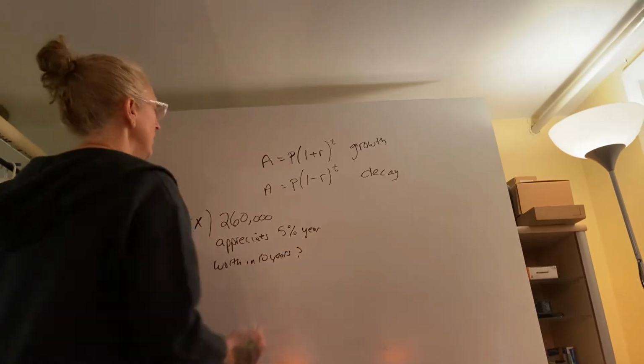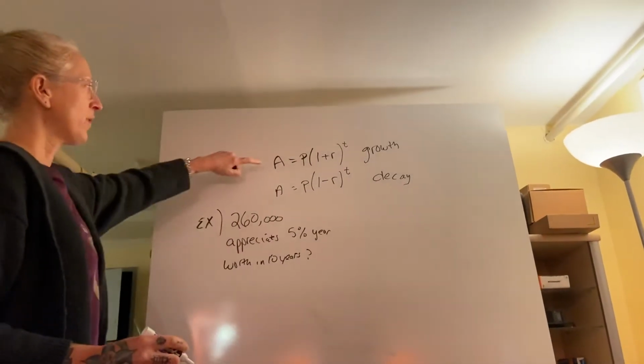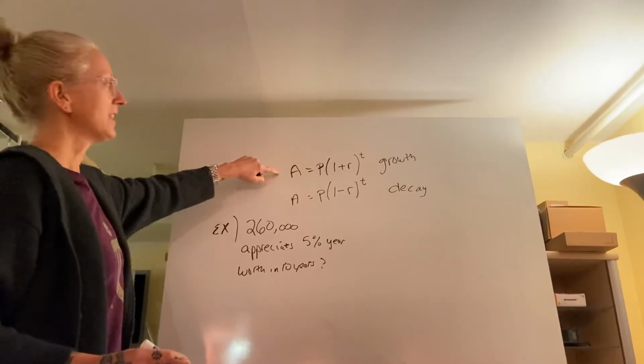All right, so you take the initial amount. So if we want to find out, the A is the final amount. And in this case, it's a growth function.